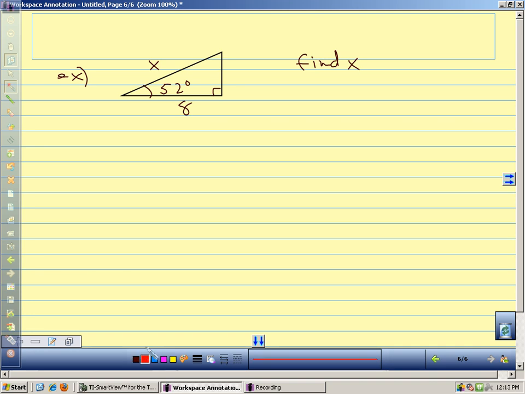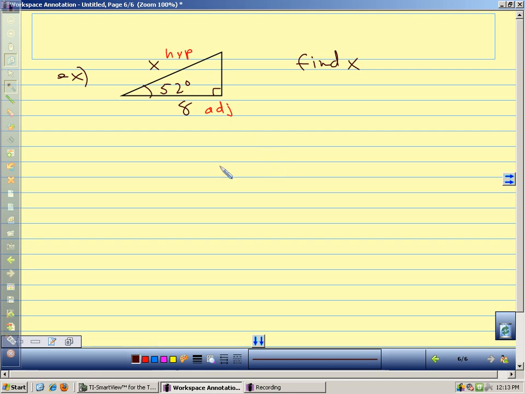Label our triangle. Is x opposite, adjacent, or hypotenuse? That's our hypotenuse. 8, opposite or adjacent? Adjacent. It's next to our angle. Opposite means across, adjacent means next to. So what trig ratio tells us about the opposite and the adjacent? Tangent tells us about opposite and adjacent.